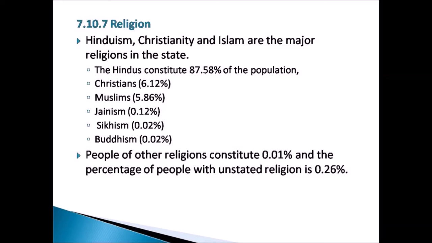People of other religions constitute 0.01% and the percentage of people with unstated religion, that is those people who do not belong to any religion, constitute 0.26%.